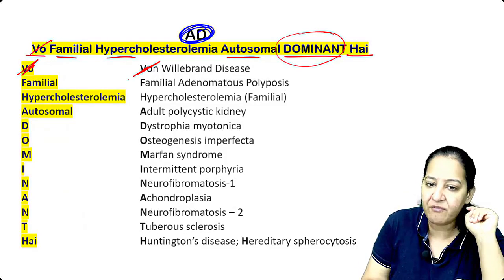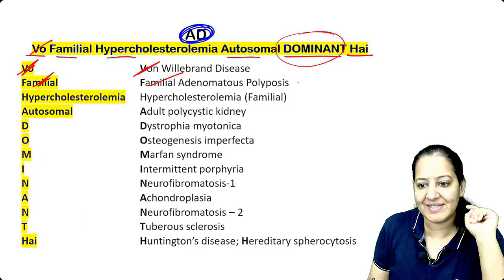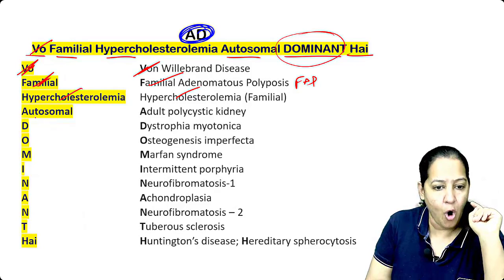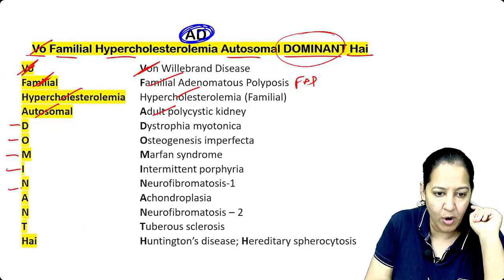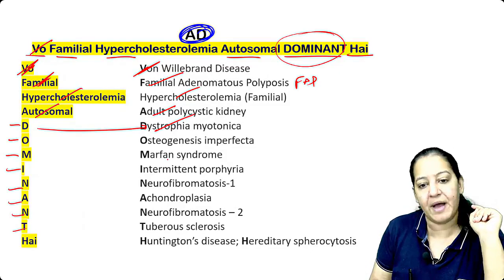V stands for von Willebrand disease. Familial stands for familial adenomatous polyposis, that is FAP. Hypercholesteremia is familial hypercholesterolemia. Autosomal is adult polycystic kidney disease. Dominant, DOMINANT. D stands for dystrophy myotonica.